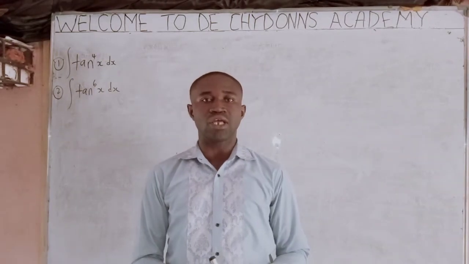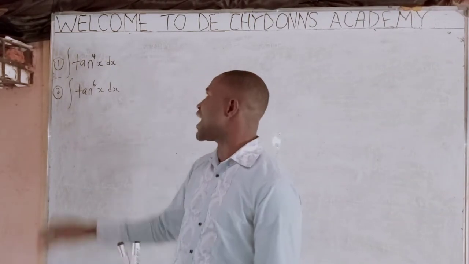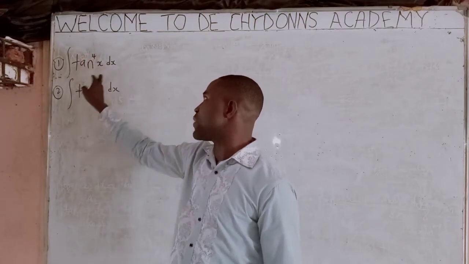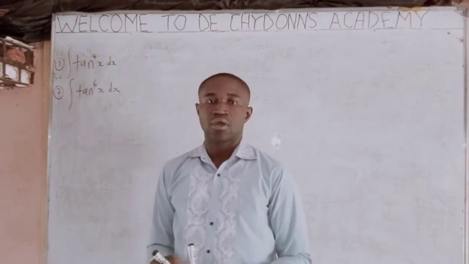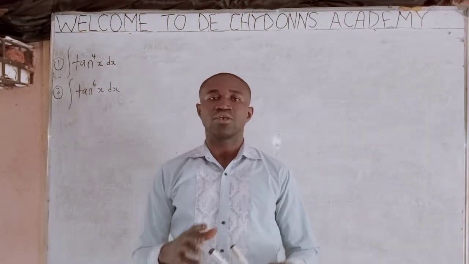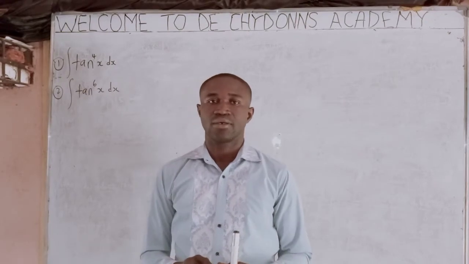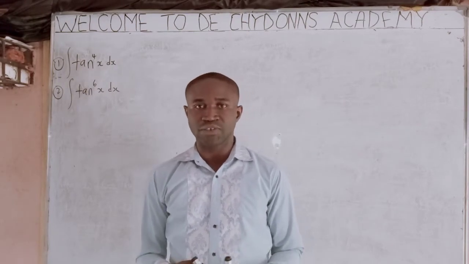Welcome again to the continuation of the topic integration. We want to see how to integrate tan raised to power 4 x dx and tan raised to power 6 x dx. For us to integrate, we want to see a shortcut that can help us whenever we say it. Now I want to derive the shortcut in this video.